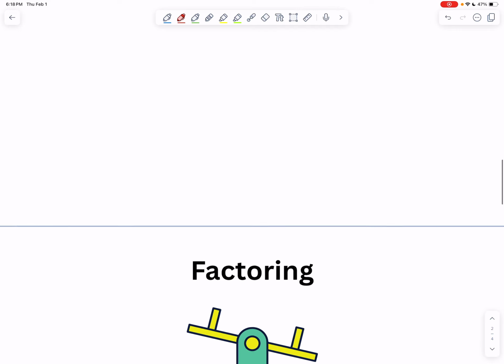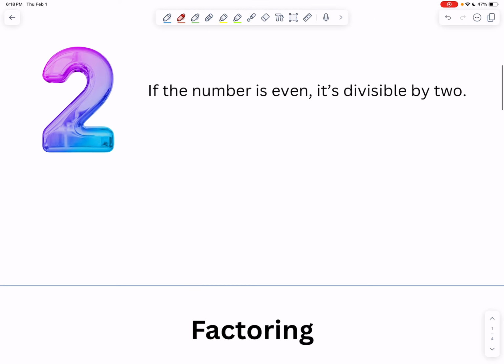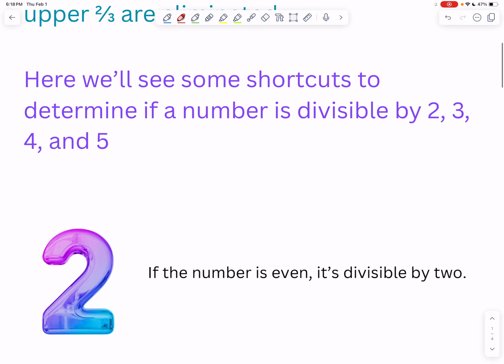And for this reason, it's helpful to be able to see if a number is divisible by a small number. So here we have some shortcuts to determine if a number is divisible by 2, 3, 4, and 5, to easily see that. So the easiest of all is 2. If the number is even, then it's divisible by 2. Half the numbers are even. So any number, as big as it is, if it ends with an even number, it's divisible by 2.